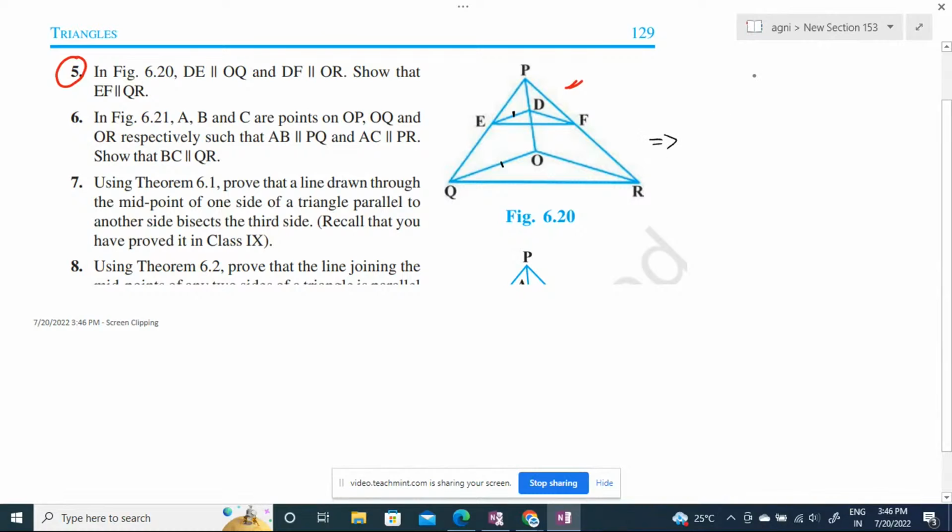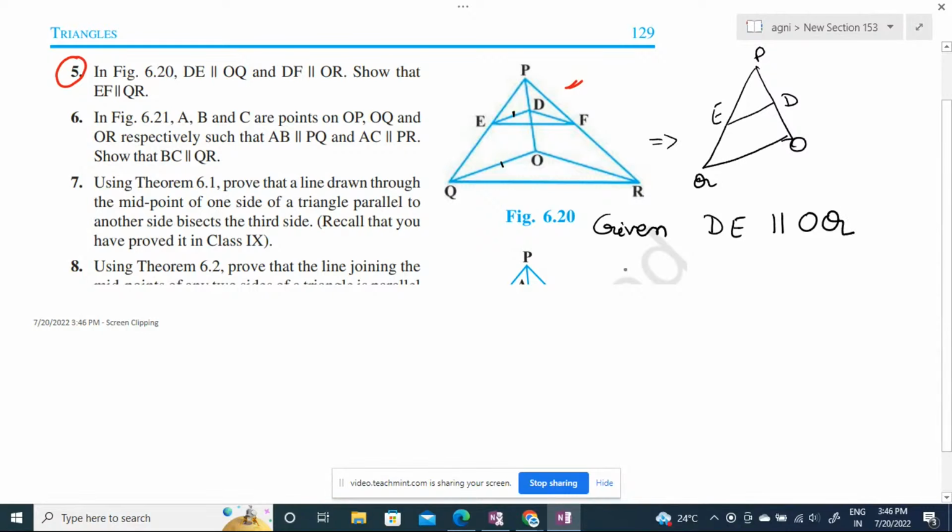Now from here you can consider it like this. This is the triangle. Let this be DE, and this is P, and this is Q, this is O. Now it is given DE is parallel to OQ. So now the ratios are equal. PE upon EQ is equal to PD upon DO. The reason is the basic proportionality theorem.